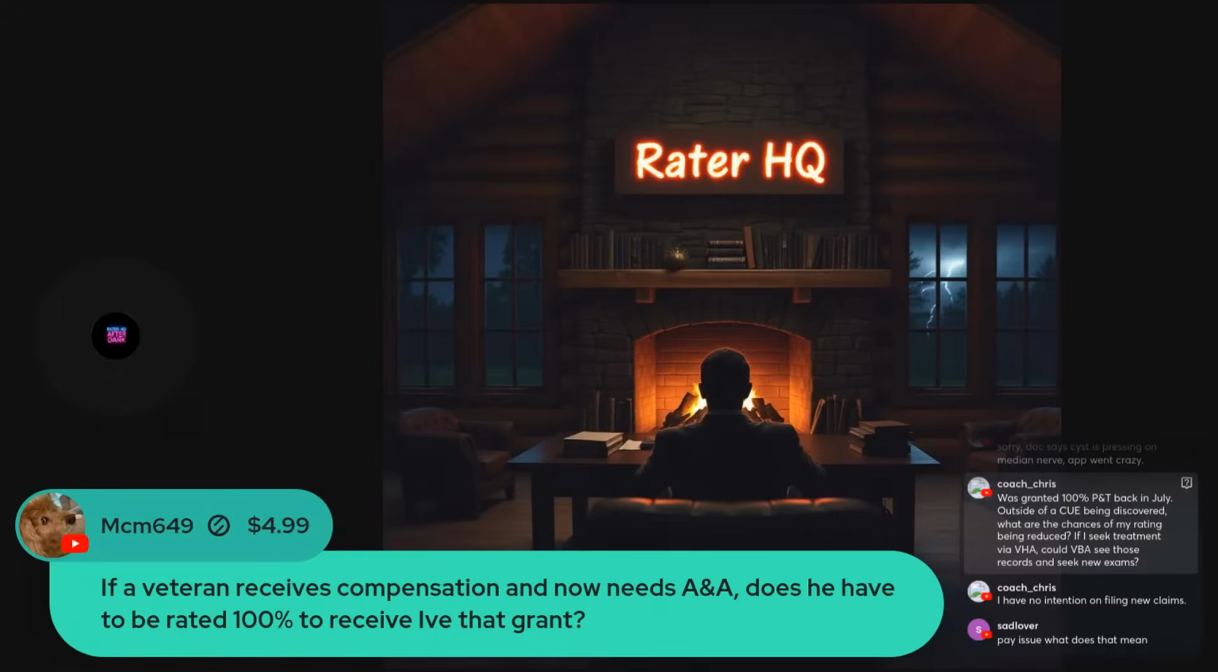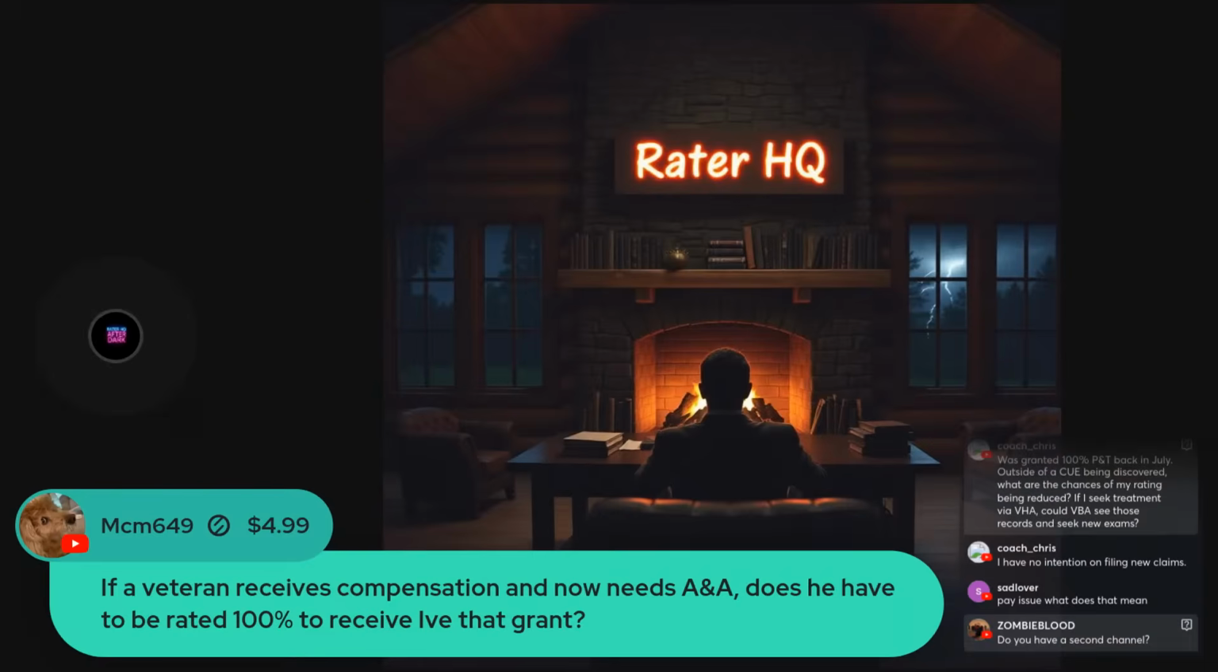If the veteran receives compensation and now needs A&A, does he have to be rated at 100% to receive L? So historically, they had to be 100%, but as long as they meet the criteria for L, like ADLs, and it's due to their service connected condition why they can't do their ADLs, or the other reasons that I went through beforehand, they can be granted it without it, is what the most recent thing that I've heard is.